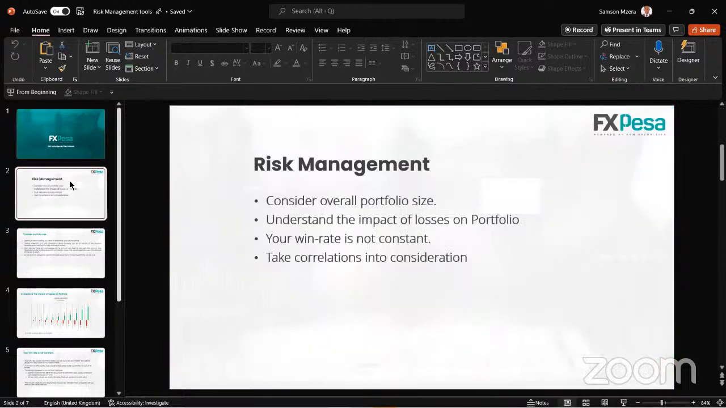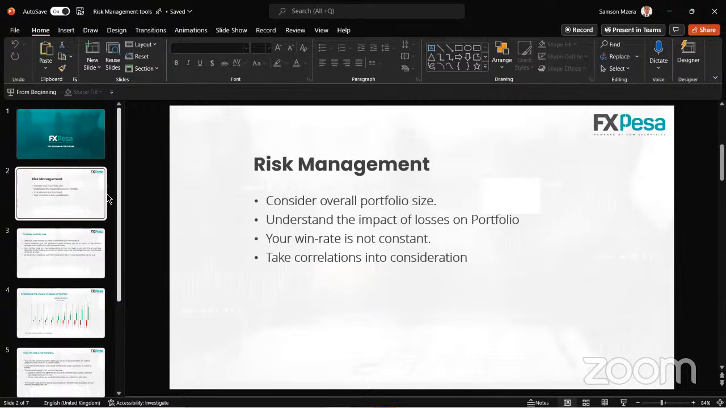So today I'd like us to talk about the general picture. Instead of focusing specifically on the nitty-gritties, the details on the size of your position and all that, we have to step back a bit and talk about the general picture. So we're going to talk about a few key topics. These are four. First one is considering your overall portfolio size, understanding the impact of losses on your portfolio.